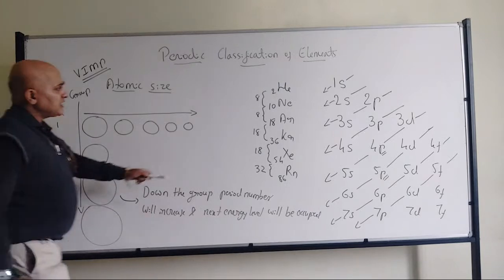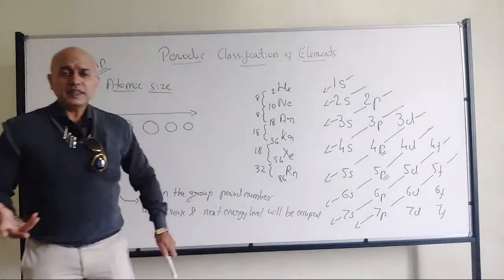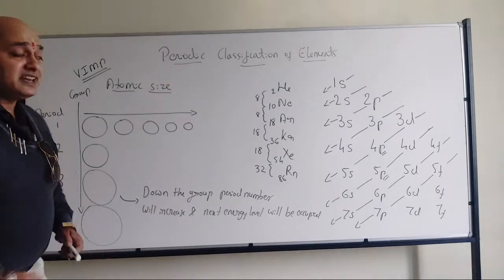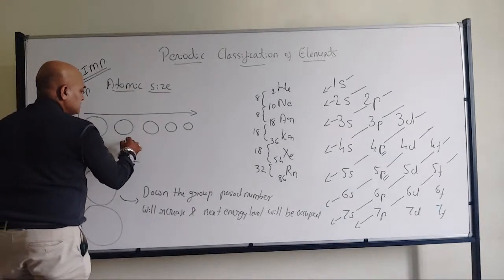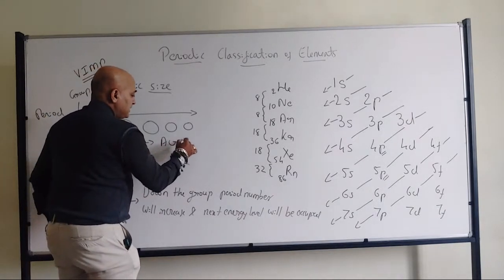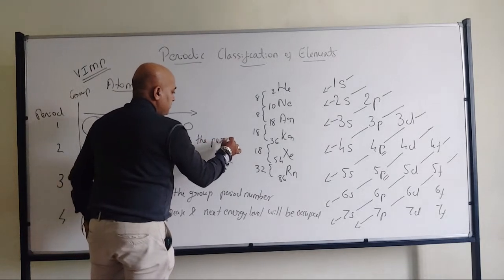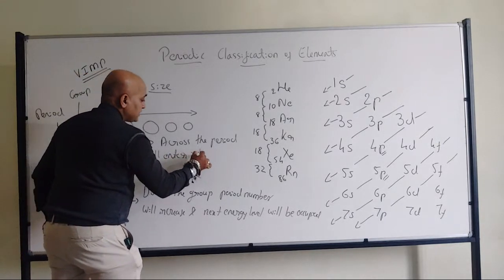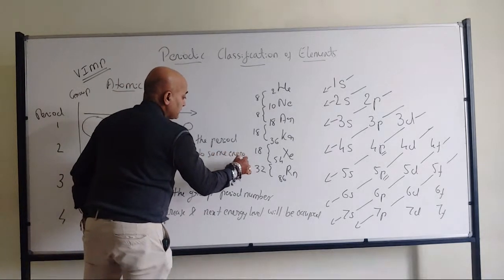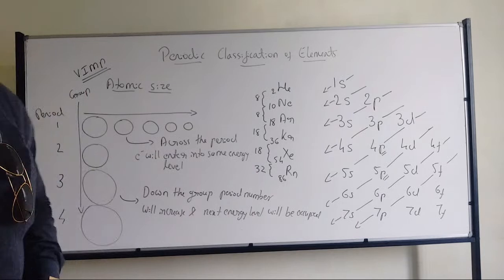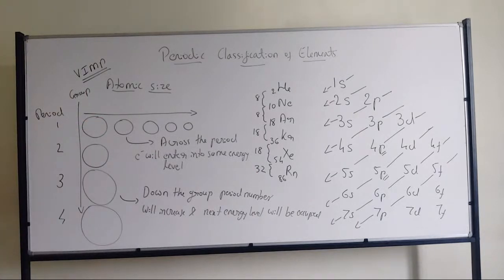So down the group, although there is a sudden increase in the atomic number, that means the number of protons is increasing, still atomic size is going to increase because we are moving to the next energy level. But when you are moving across the period, atomic size is going to decrease because across the period, electrons will enter into the same energy level. That's important. Same energy level. Okay? So same thing you can tell here.